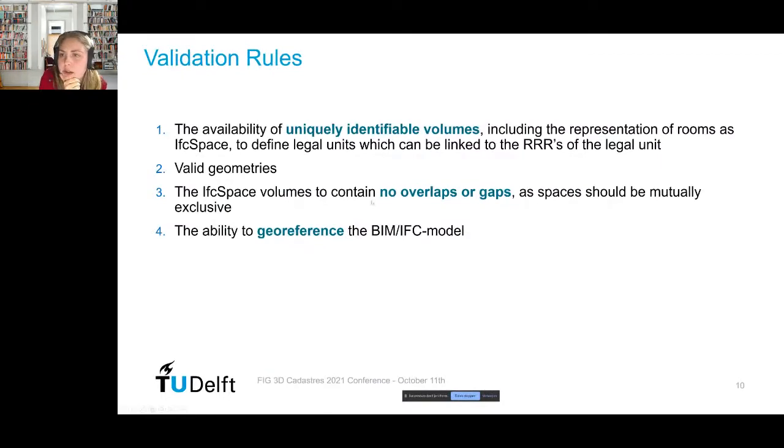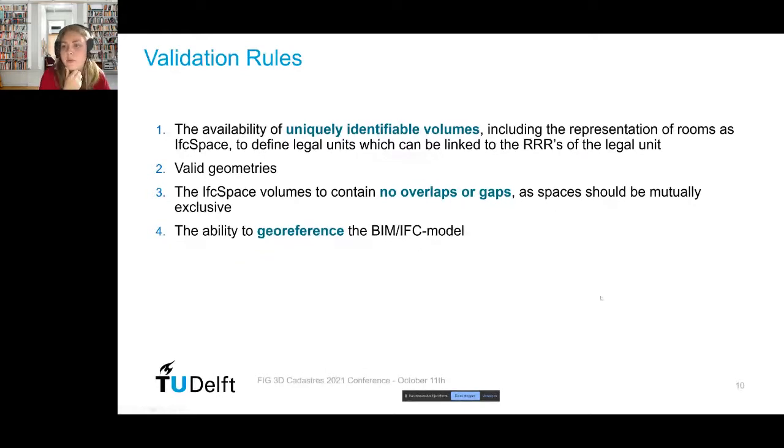For the validation, we use the BIM IFC models I have just shown, and we set 4 validation rules to which the BIM IFC model should comply to be technically feasible to be input for a 3D land administration system. The first is the availability of uniquely identifiable volumes. This is IFC space in this case, but they should also include a link to the Dutch LES. So for example, an index number or some unique identifier which can be linked with the Dutch land administration system.